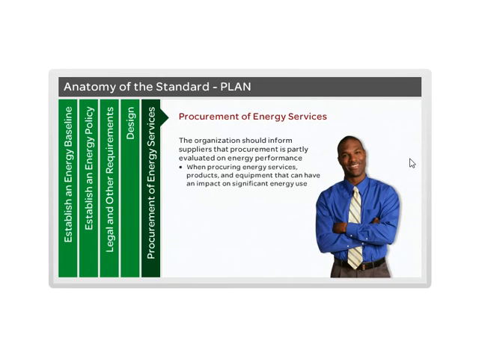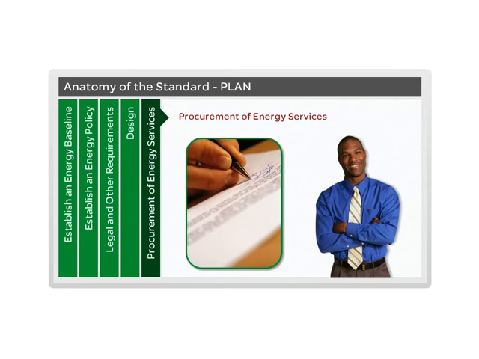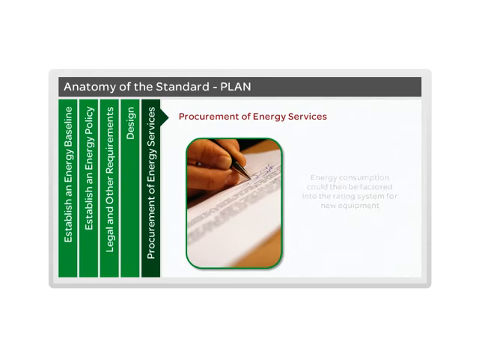When procuring energy services, products, and equipment that can have an impact on significant energy use, the organization should inform suppliers that procurement is partly evaluated on the basis of energy performance. For example, a clause within your standard terms and conditions could indicate that procurement is partly evaluated on the basis of energy performance. Energy consumption could then be factored into the rating system for the new equipment.